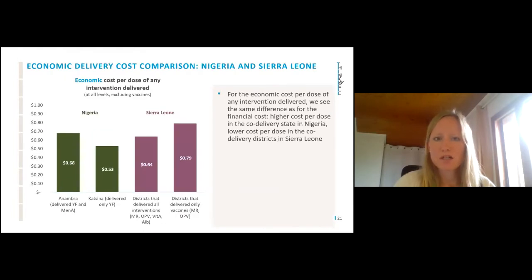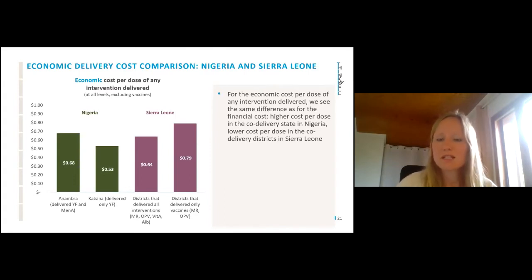So then we've talked about the financial cost. So that's financial expenditures that were incurred just for the purpose of the campaign. So now we're going to have a look at the economic cost of the campaign. As I mentioned before, economic costs also reflect the opportunity cost of the campaign, and this includes the value of the use of existing resources.